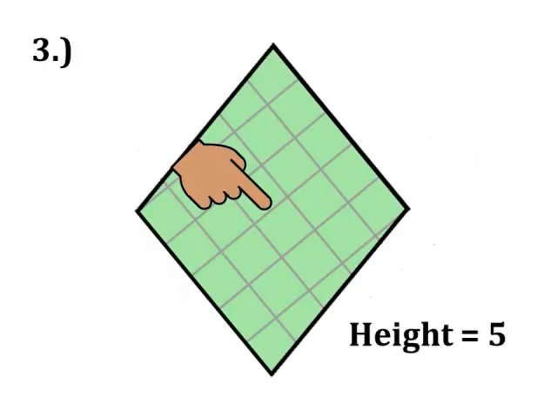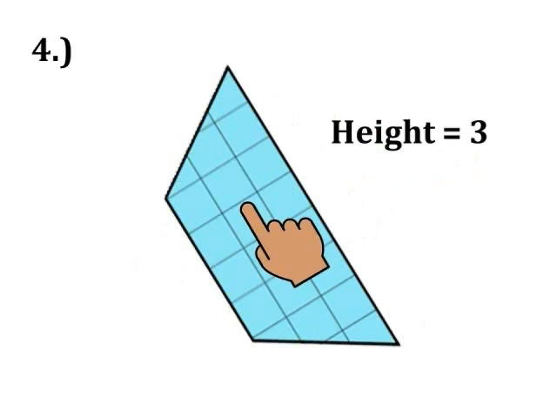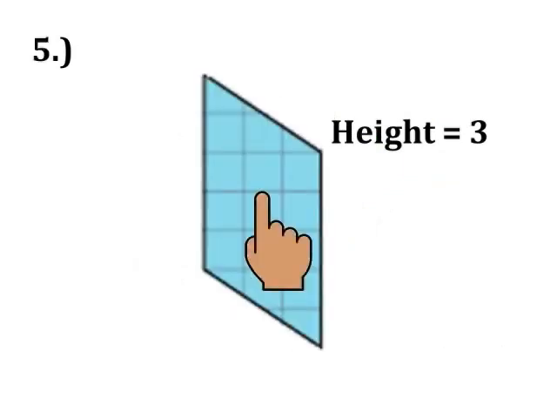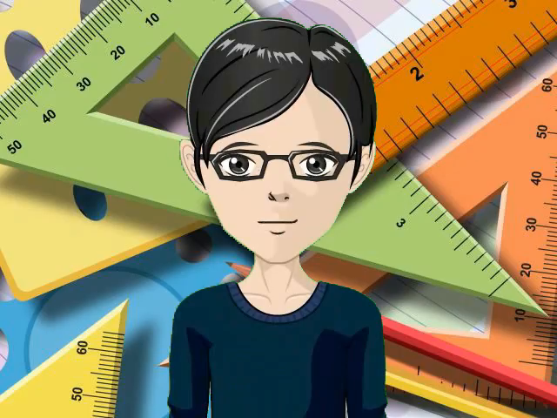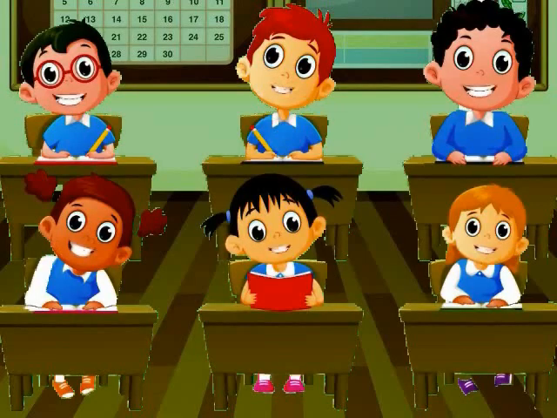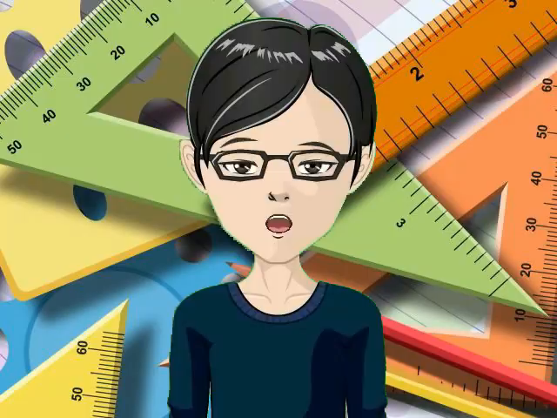Number 3. The height is 5. Medyo nakatagilid naman yung rhombus na yan. Number 4. The height is 3. Again, ayusin nyo muna bago kayo magbilang. And number 5. The height is 3. Did you get everything right? Yes. Talaga lang, ha?